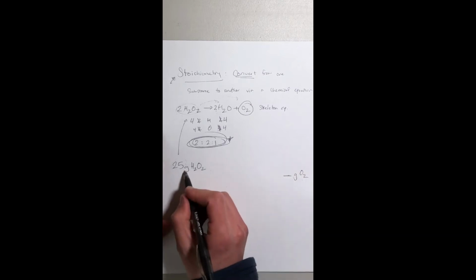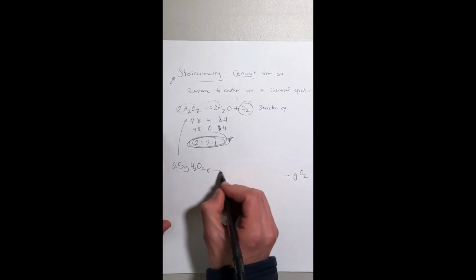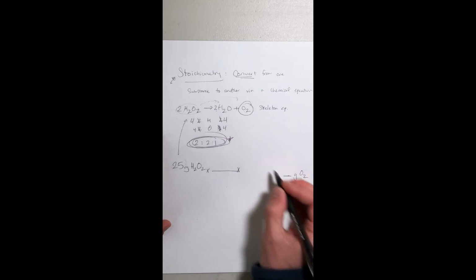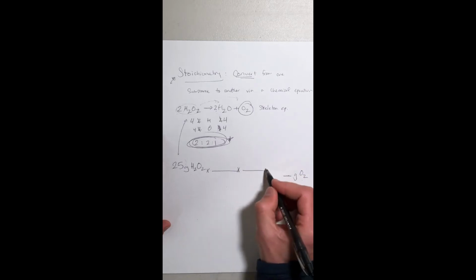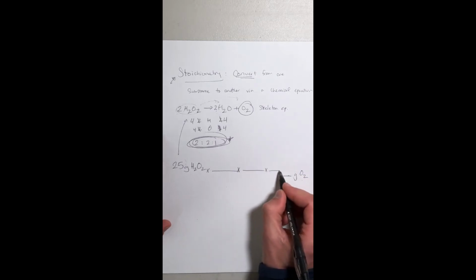Well, how do I convert from one to the other? First, I'm going to go from grams to moles, and then I'm going to go from moles to moles, and then from moles back to grams. So I'm going to do a grams to moles conversion, then a moles to moles conversion, and then a moles to grams conversion. And then I'll get my answer.